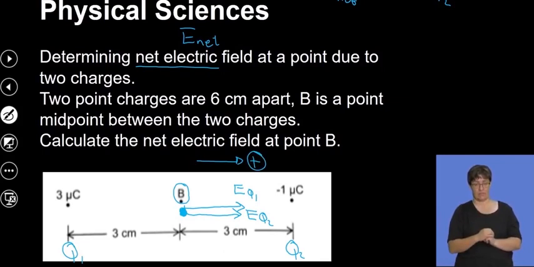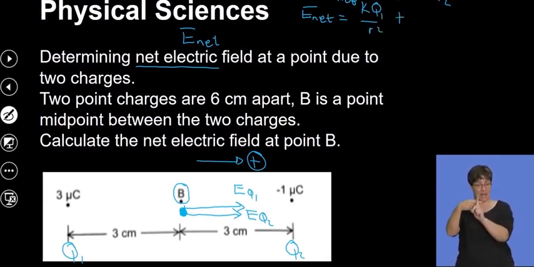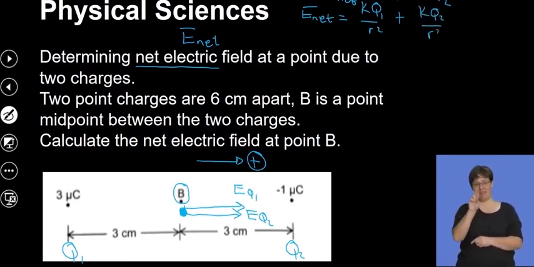So if we do our calculation of E net, we'll have E net equals K Q1 over R squared plus, the plus in this case is for the net, K Q2 over R squared. So we're still using the formula that we're very familiar with. Now, if we carry out our substitution for E net, we'll have something of this sort. E net equals 9 times 10 exponent 9.